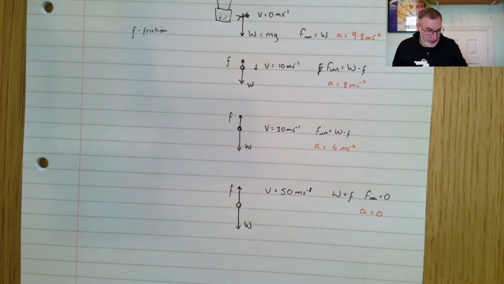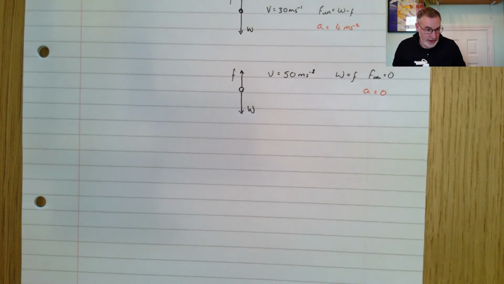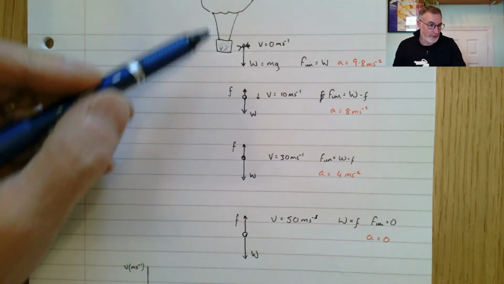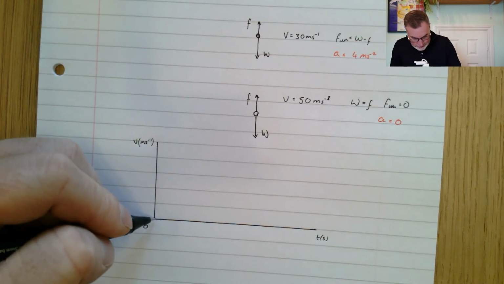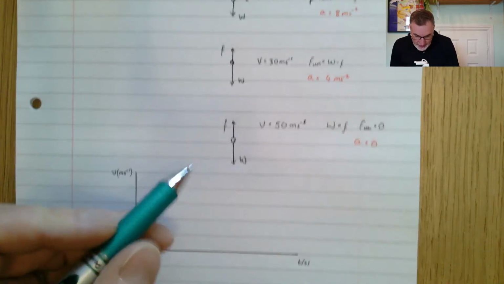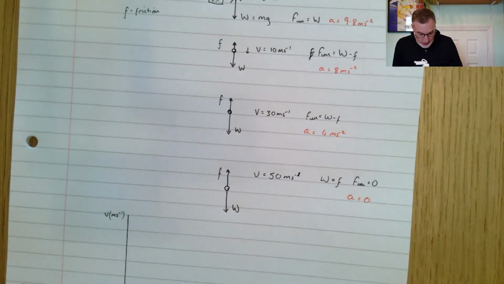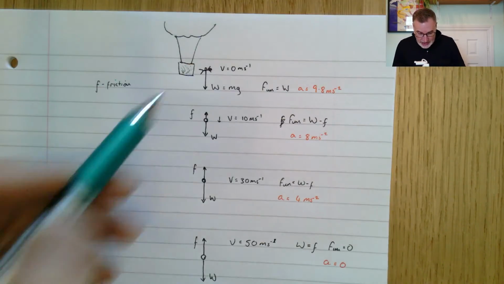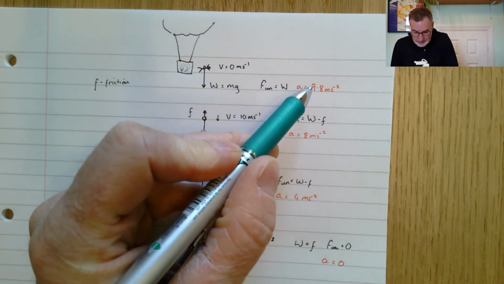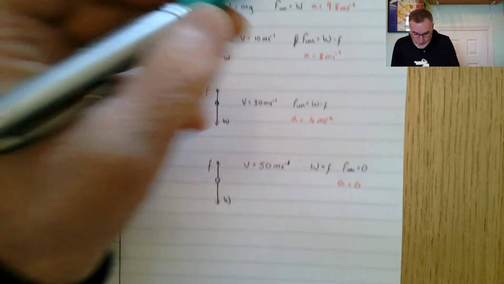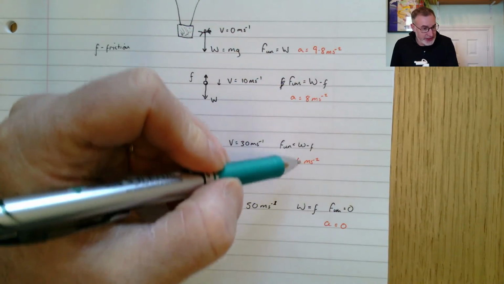Okay, if we look at a velocity time graph of what's going on here. So when the skydiver first jumps out, we're going to have a velocity of 0. You should remember that the gradient of a line in a velocity time graph is equal to acceleration. So when the skydiver first jumps out with an acceleration of 9.8, we're going to have a gradient of 9.8 meters per second squared, or a gradient of 9.8. And as they're falling, the acceleration is getting less and less and less.